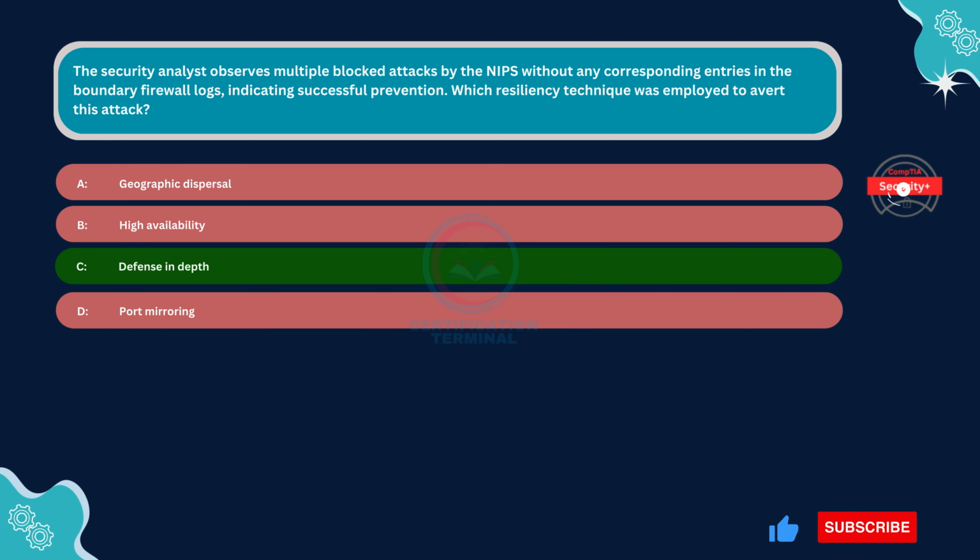Option D, port mirroring, is incorrect. Port mirroring is a technique used for network monitoring and analysis, where traffic from one network port is copied to another port for inspection. While port mirroring can be useful for detecting and analyzing network traffic, it does not directly explain why attacks are being blocked by the NIPS without appearing in the boundary firewall logs.